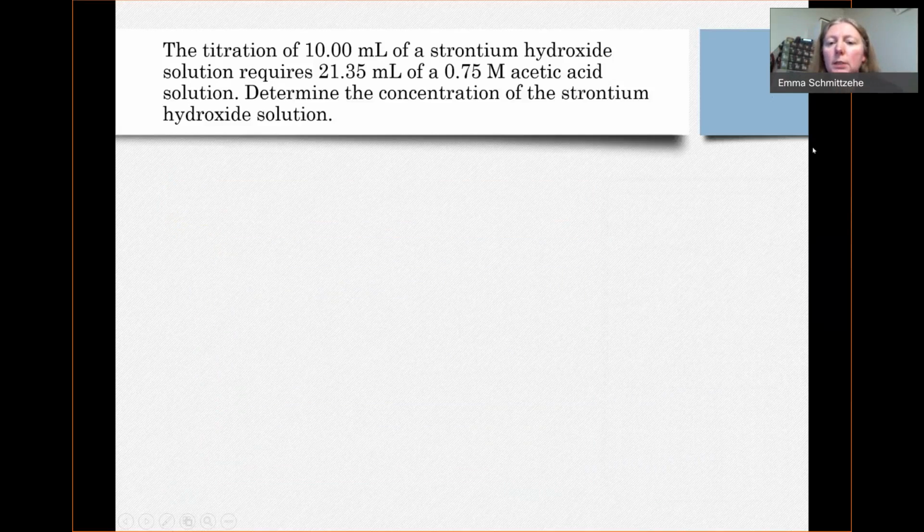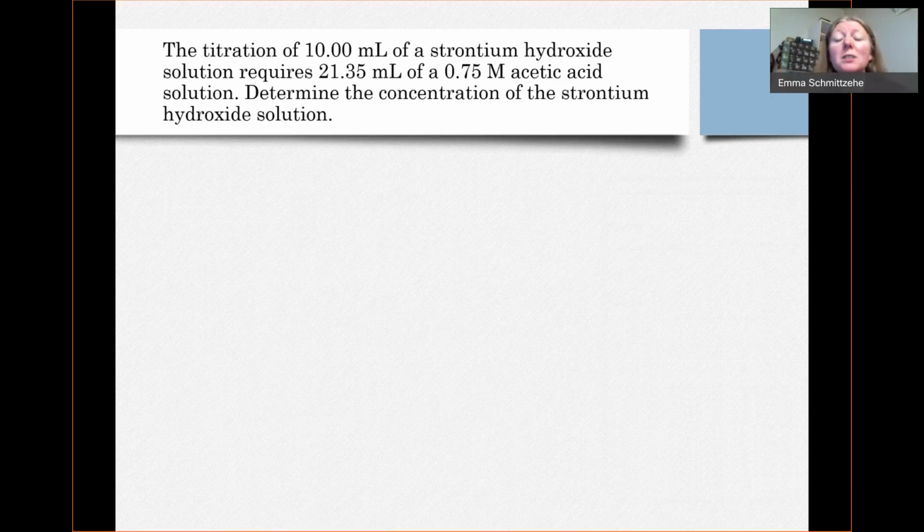So the first one I've got here is the titration of a 10 ml sample of strontium hydroxide. And I tell you that it requires 21.35 milliliters of a 0.75 molar acetic acid solution, meaning that's how much I have to add to get to the end point. And I want to know the concentration of the strontium hydroxide solution.